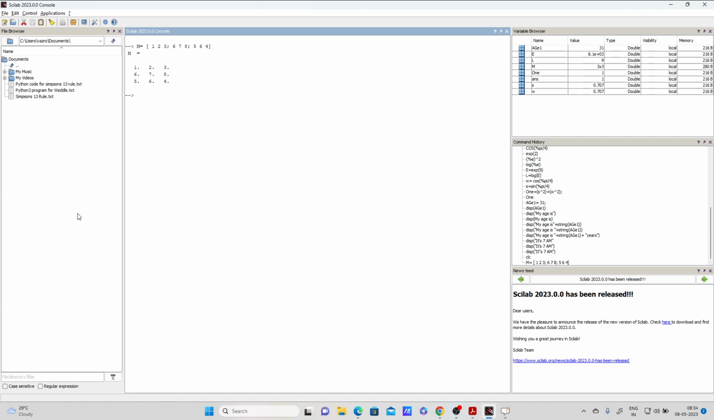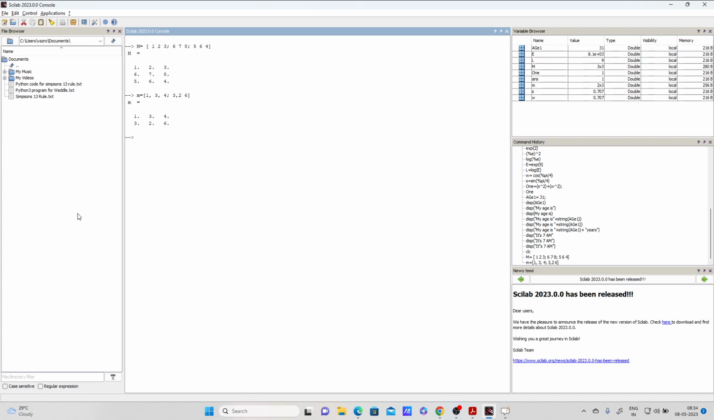Another way of entering a matrix will be, I'll use small m, and I'll write it as 1 comma 3 comma 4, semicolon, 3 comma 2 comma 6. End of this. So this gives you a 2 by 3 matrix. This is how you enter a matrix into the system.